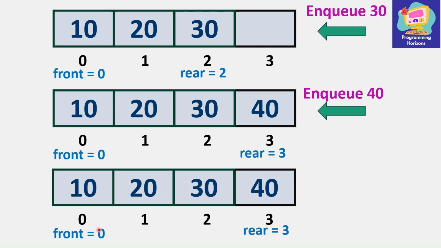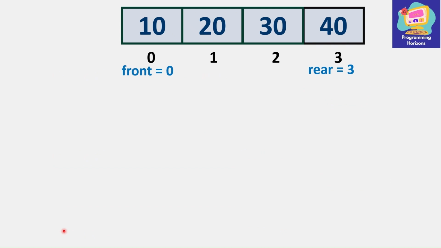Now here we see that the queue is already full, but if we try to make more insertions, then in that case we will have this overflow message printed on the screen. So this is the logic behind the enqueue operation in a queue. Now let's understand the logic behind the dequeue operation.